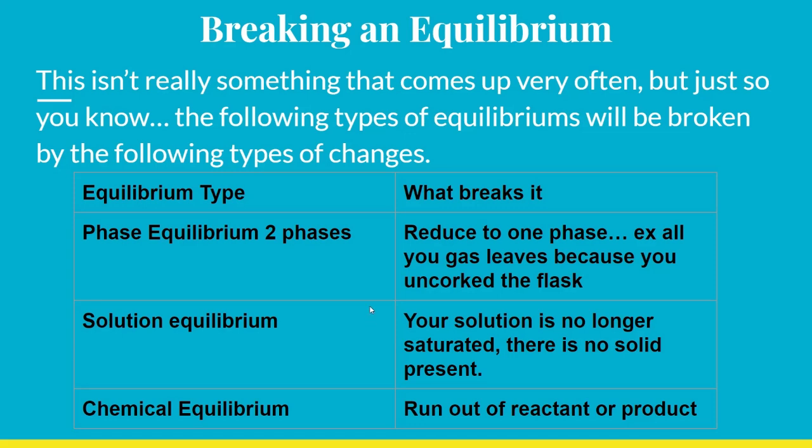So the last one is the chemical equilibrium. How do you break a chemical equilibrium? You would have to run out of one of your reactants or your products. So when you're messing with it, you can mess with it to a point, and then at some point you can go too far and you'll lose your equilibrium. Then you'll only have one process happening in one direction and it'll be over.